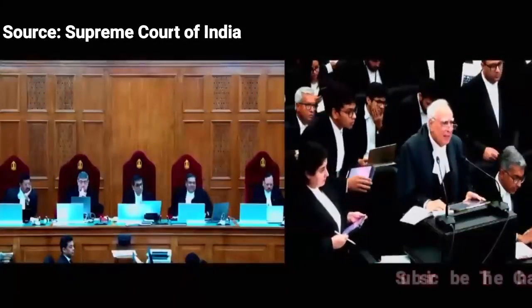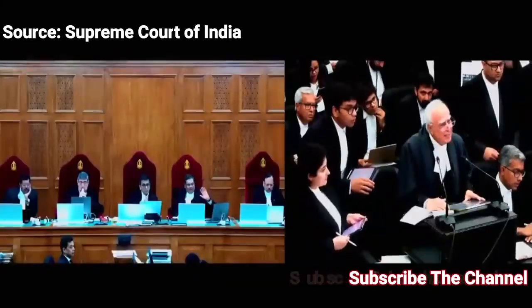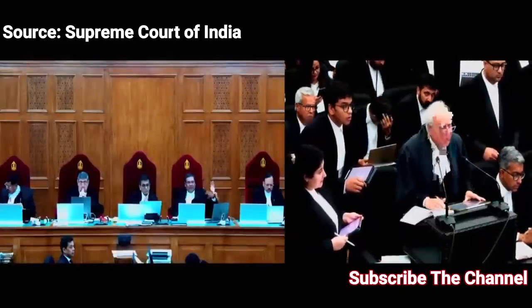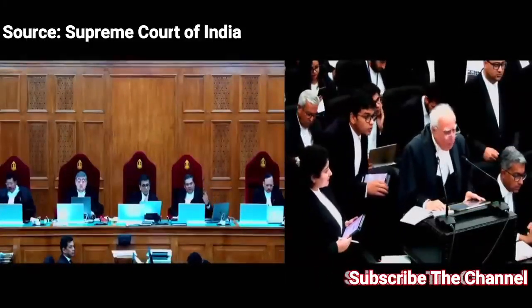Other than 1 and 3. 1 and 3 is already there. That's right. Unlike the 1950 order, which had specific articles made applicable, now it is the entire constitution.